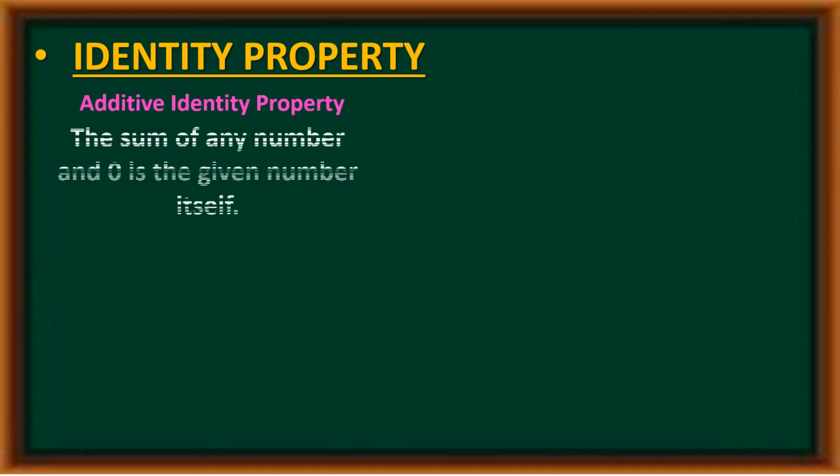Identity property. So, identity property is nahahati sa dalawa. The first one is the additive identity property. The sum of any number and zero is the given number itself. So, ibig sabihin, kapag nag-plus daw tayo ng 0, the answer is the number itself or siya mismo.